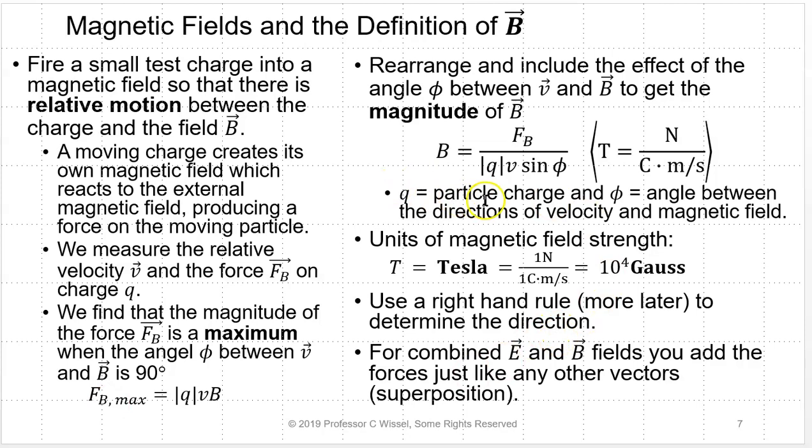So q is the particle charge, phi is the angle between the direction of the velocity and magnetic field. And the units on this, of course, is the Tesla. The unit of magnetic field strength is the Tesla, 1 Newton per Coulomb meter per second. That is 10 to the 4th Gauss. We will use a right-hand rule, and we'll talk about that later to determine the direction. For combined electric and magnetic fields, you add the forces just like any other vectors via superposition.